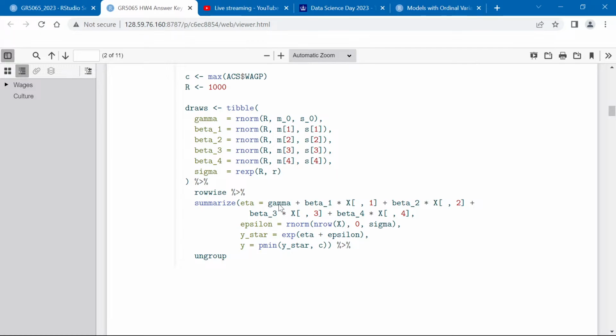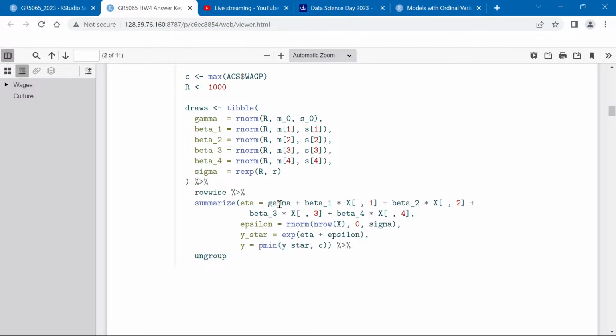But anyway, so we just observe C from the data, we draw gamma, draw each of our 4 betas, draw sigma, as if this was going to be a regular linear model. And then row-wise on our 1,000 draws or whatever, gamma plus beta 1 times x1 all the way to beta 4 times x4, draw an epsilon, 1 for each observation, from a normal distribution with standard deviation sigma. We anti-log the sum of eta and epsilon to get y star, and then the y we observe is y star if that's less than c, otherwise we observe c.